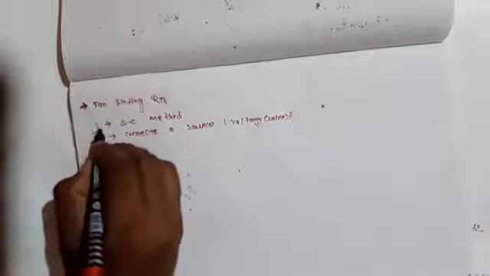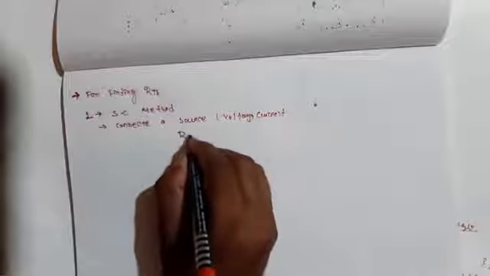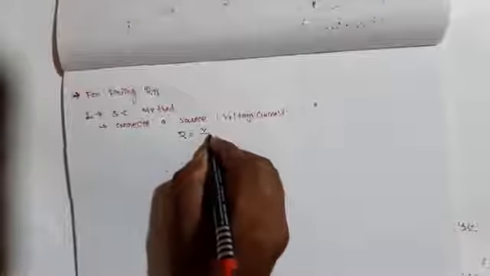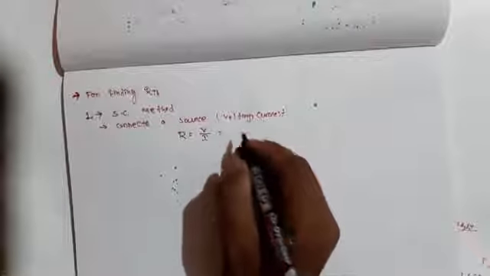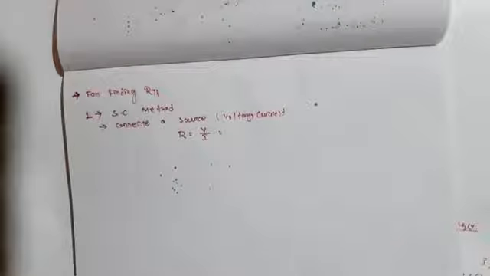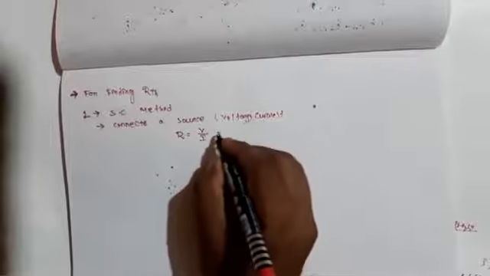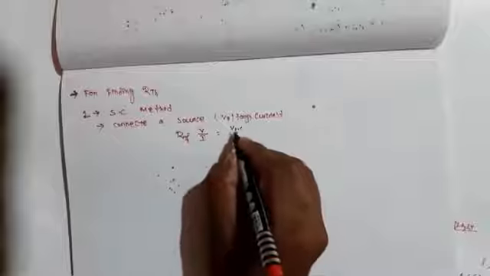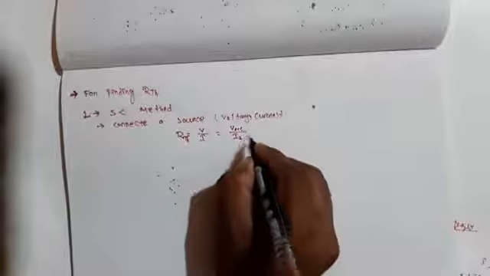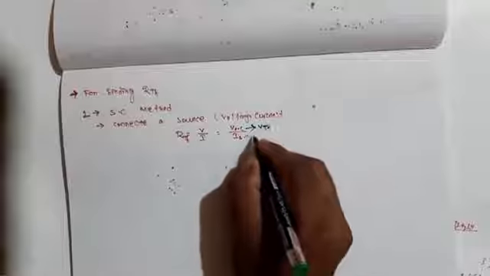First we deal with the short circuit method. We know the Thevenin's resistance RTH equals V by I. Thevenin's resistance is nothing but the open circuit voltage divided by the short circuit current. We previously found the open circuit voltage, this is the VTH. We need to find the short circuit current. This is the first method.